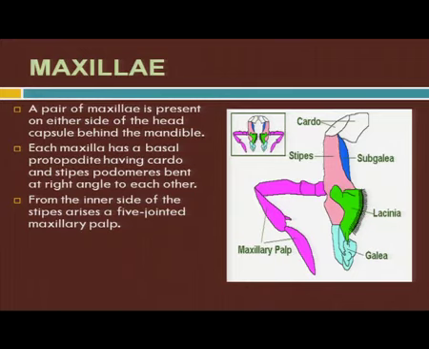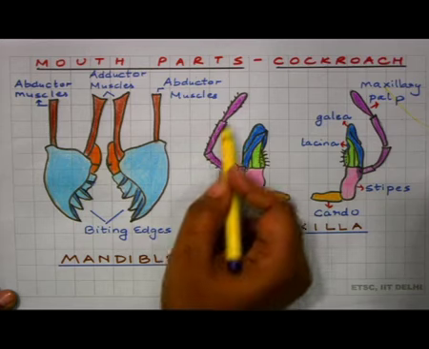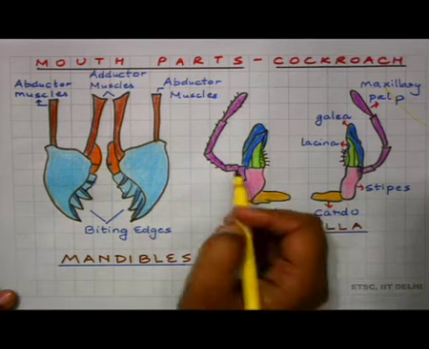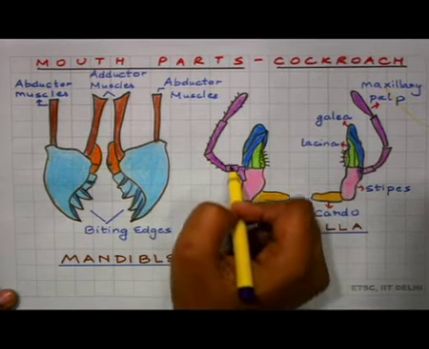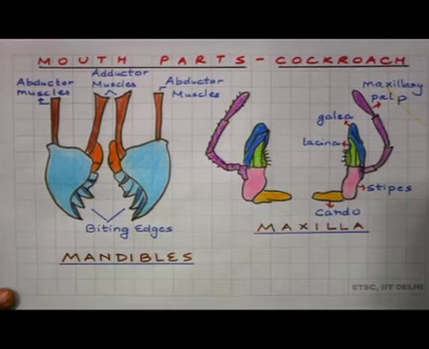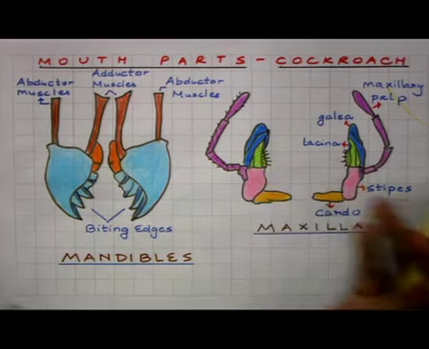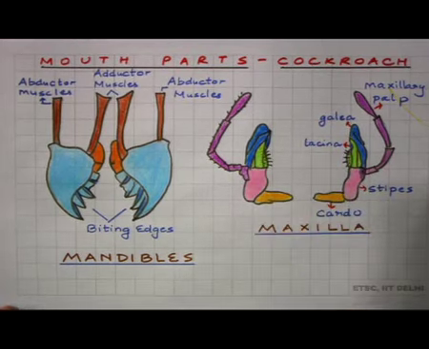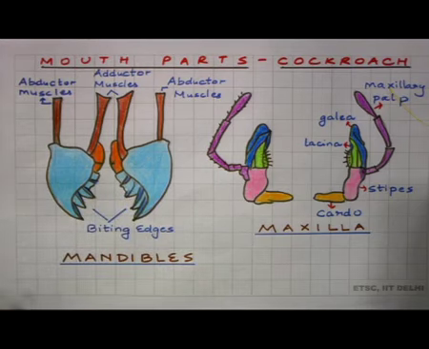From the inner side of the stipes, you can see a 5 jointed maxillary palp. Just like we saw the labial palp, in the maxilla also there is a palp. Palps are always sensory in function. These are 5 jointed: 1, 2, 3, 4, 5. The maxilla, what is its function? They help in holding the food together by their claw like structure and bring it to the mandibles for further mastication and chewing of the food.